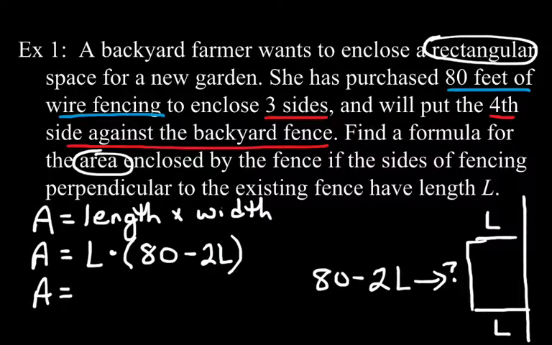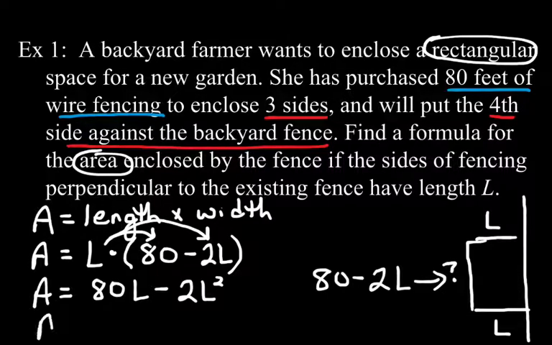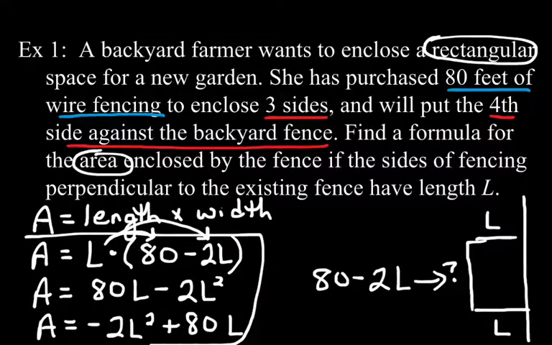Area equals 80L minus, and that's distributing the L, and then we would distribute the L over here, minus 2L squared. And finally, if we wanted to put it in standard form, we would put the minus 2L squared first and the 80L after that. So really, any of these 3 answers I would be okay with. Later on, we are going to use one of them to help us out. But that's how we would find a formula for the area enclosed by the fencing.